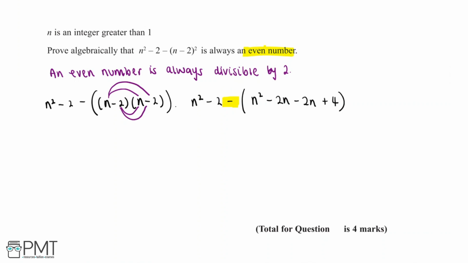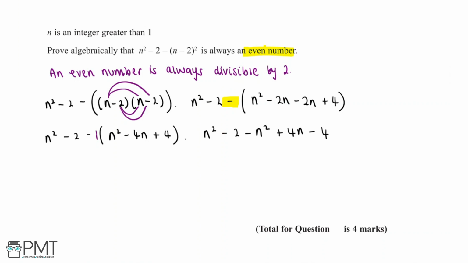So let's simplify the expression for the double brackets first. We'll say n squared minus 2 minus (n squared minus 4n plus 4). And then we can imagine here that there's a minus 1 in front of this, which will help us when we simplify the expression. Minus 1 multiplied by n squared is the same as minus n squared. Minus 1 multiplied by minus 4n is the same as plus 4n. And then minus 1 multiplied by plus 4 is the same as saying minus 4.